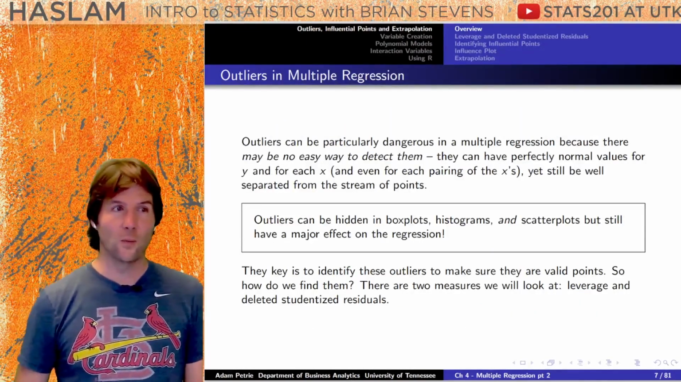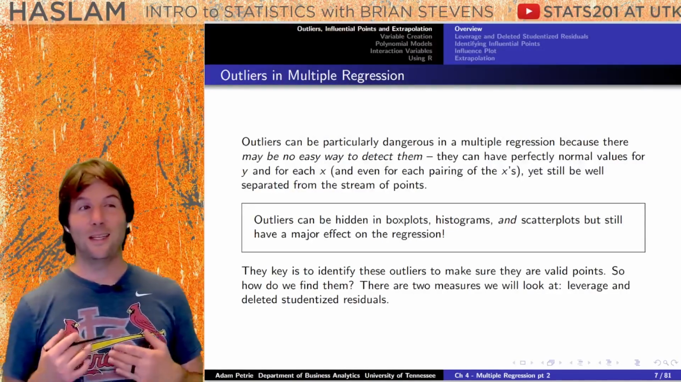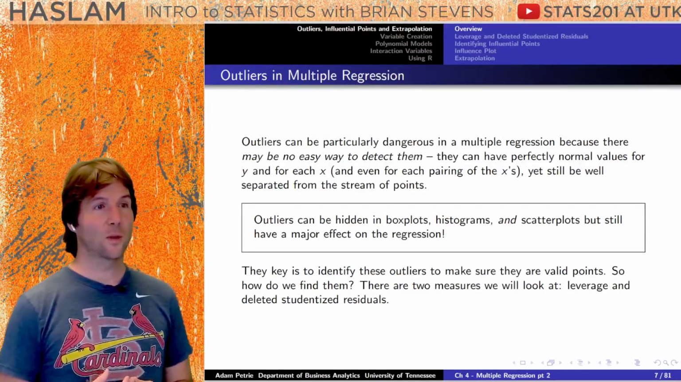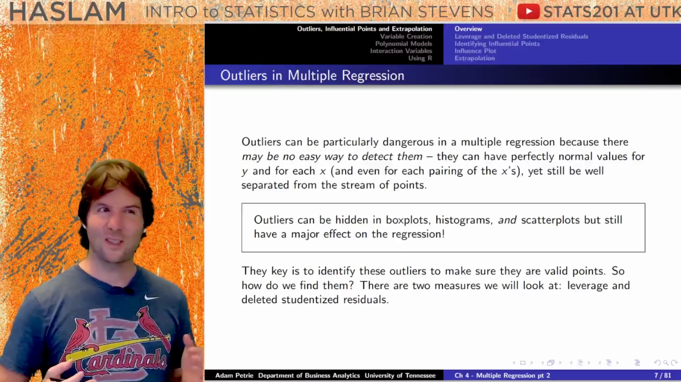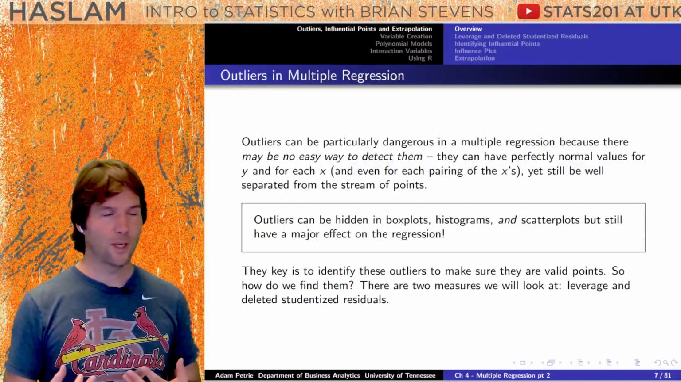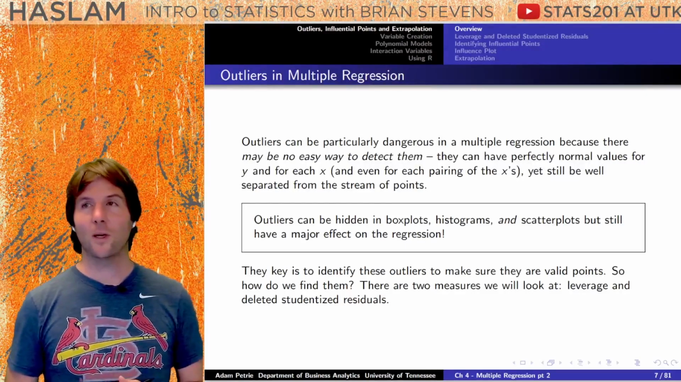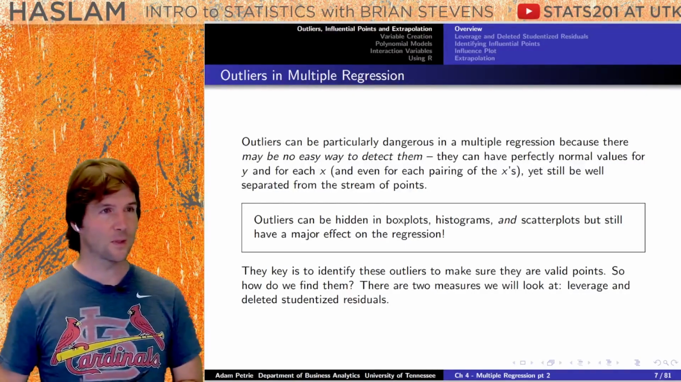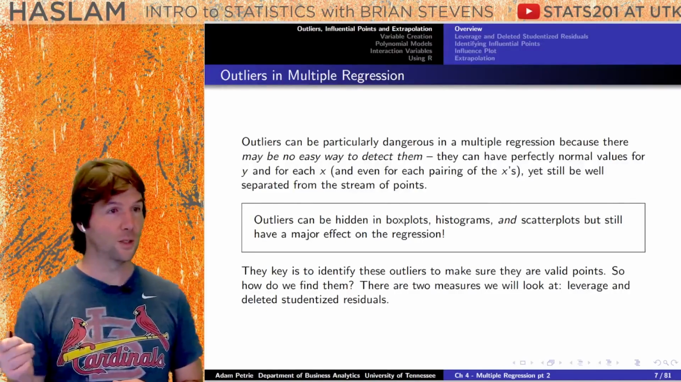Outliers can be hidden, though, because think about this. In the univariate sense, we're talking about something with an unusual height. That's easy to see. In the bivariate sense, it's an unusual height-weight combination. We can probably see that. But what about if we go to 3, 4, 5, 6 variables? Now we're talking about an unusual combination of 6 variables.